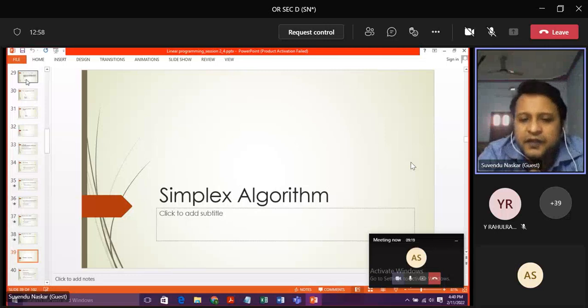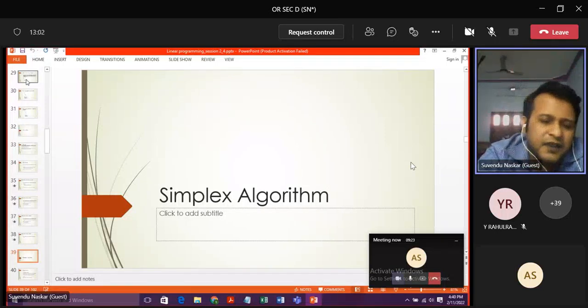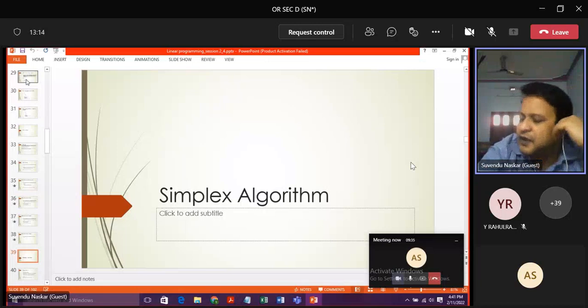So today we will cover one of the approaches. It's a geometrical interpretation, but actually the approach is more of an algebraic approach to solving LPP, or linear programming problems. What we have seen is a linear programming problem.